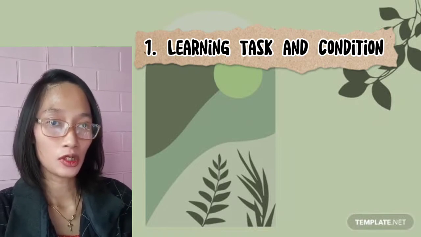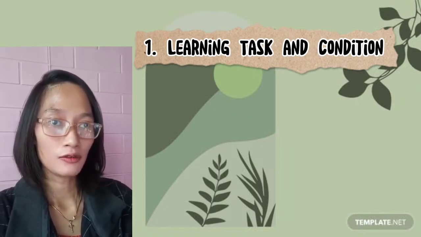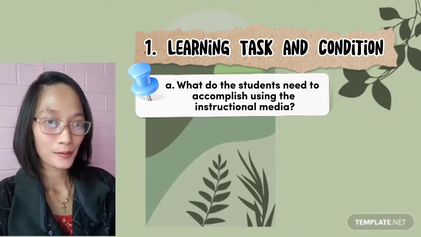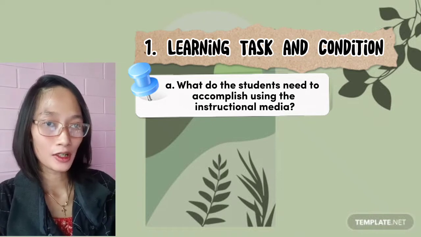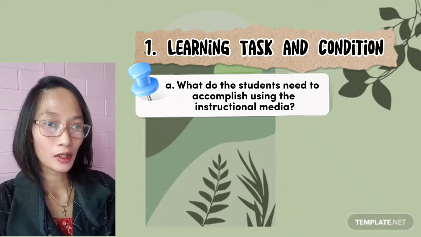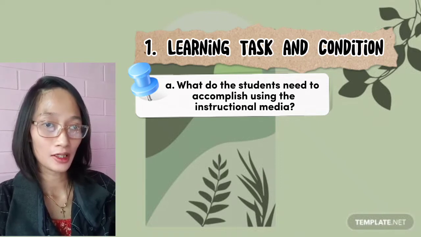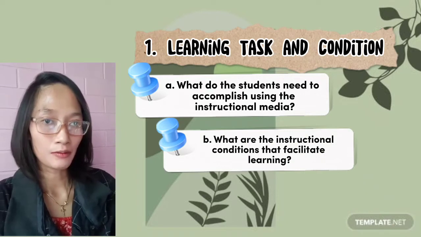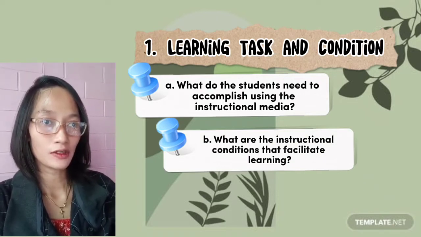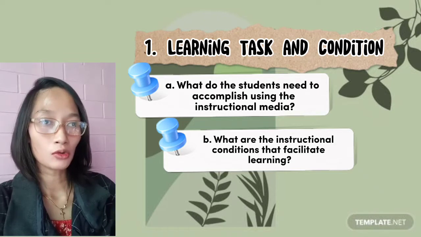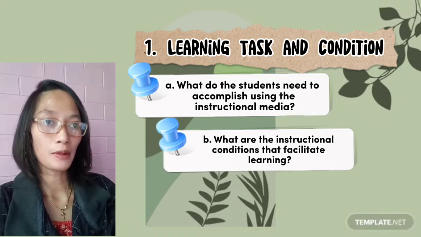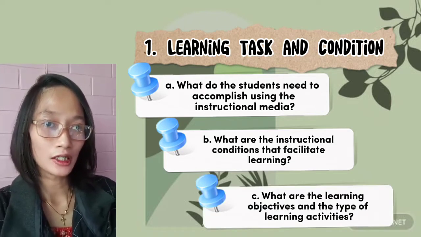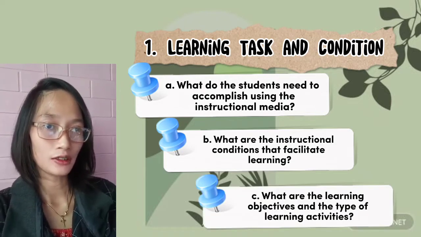What are the things that we need to do in number 1? First is, what do the students need to accomplish using the instructional media? So, based on letter A, what instructional media do we need to accomplish as a student? Letter B, what are the instructional conditions that facilitate learning? So, we should know what conditions we need to facilitate in our learning. Letter C, what are the learning objectives and the type of learning activities?